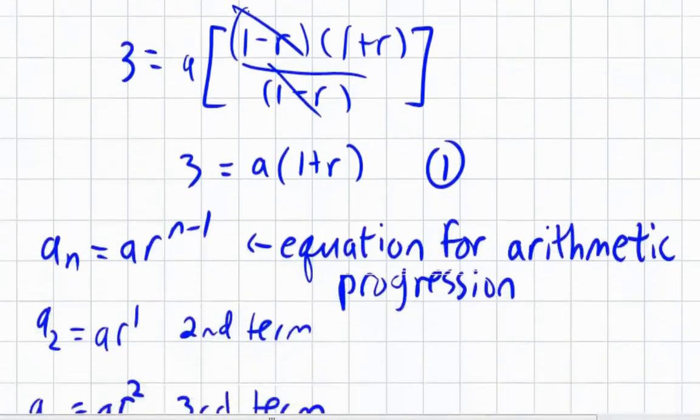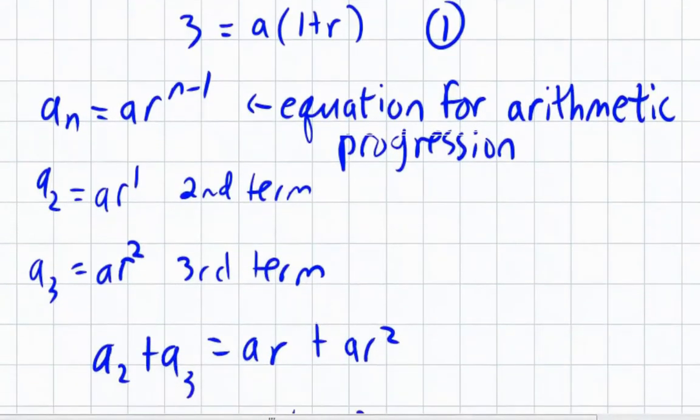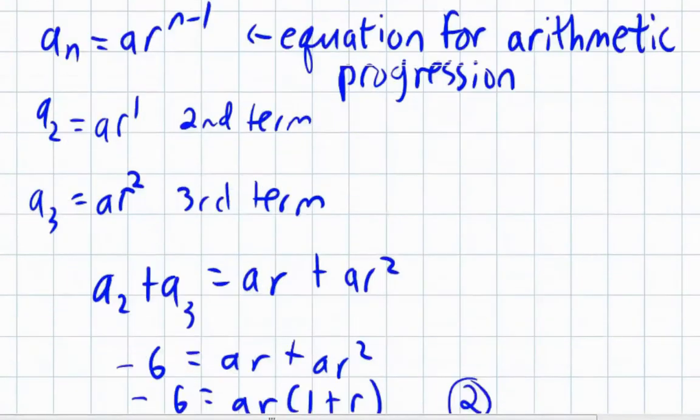And then now we're going to use the equation for an arithmetic progression. Here's the overall equation. So the second term is going to be represented by this, right? Because n is 2, and we plug that in up here, so 2 minus 1 is 1. So that's our second term, and then our third term is going to be represented by this equation, and I've plugged in the 3 for n instead.